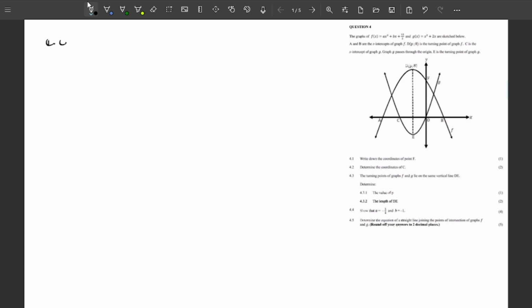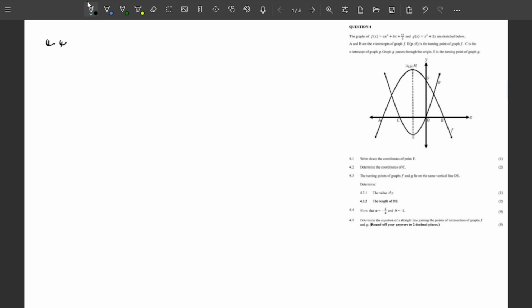Coming to 4.4, which states: show that a is equal to negative 1 over 2 and b is equal to negative 1. Now they just want to see the values of this function. How can we do it? Quite simply, we have found a lot of information.